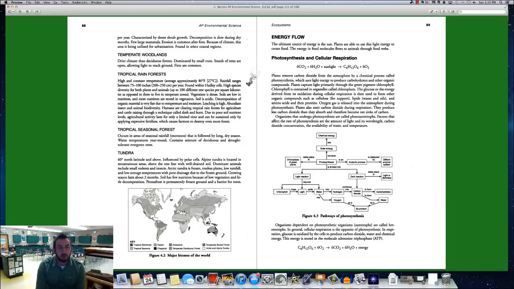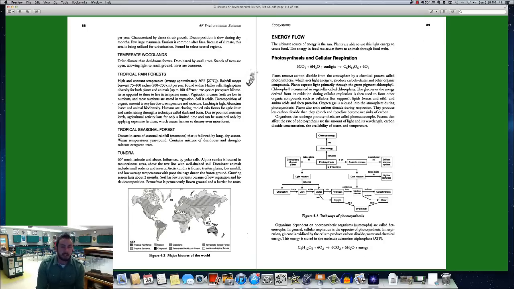Vegetation is very dense. Soils are low in nutrients because most of the nutrients are stored in the vegetation that have pulled them out of the ground. Soil is very acidic, and the decomposition of organic material is very fast due to temperature and moisture. Leaching of those nutrients is very high, and there is very abundant insect and animal biodiversity in these regions.